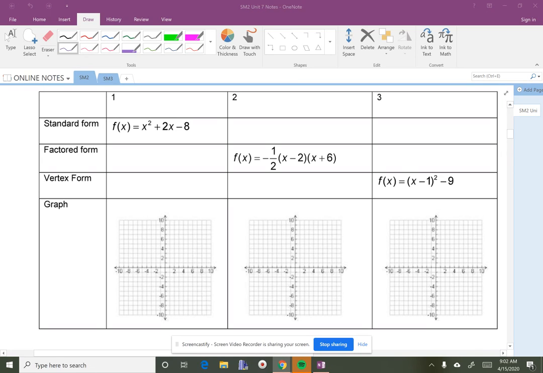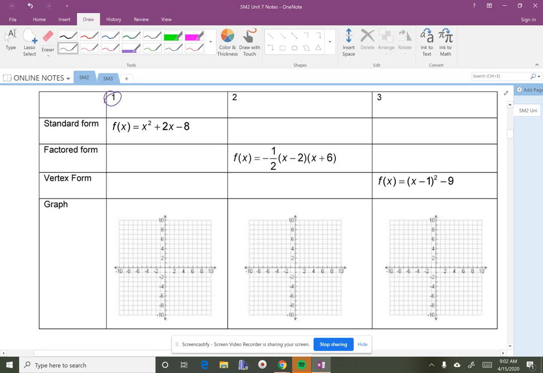Okay, so here's number one. And number one is this column. It's kind of a weird format, so just hang in there. But I give you, and on the homework, I give you one form of the equation, and I need you to find the other two and the pieces of information about the graph from each form.